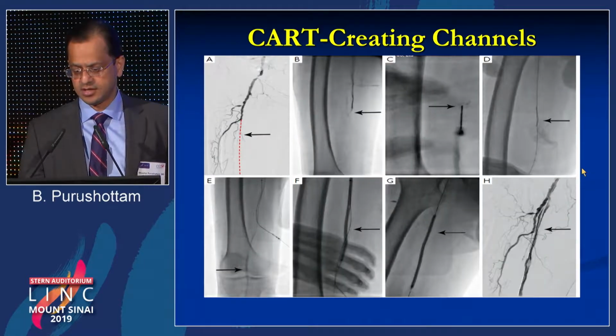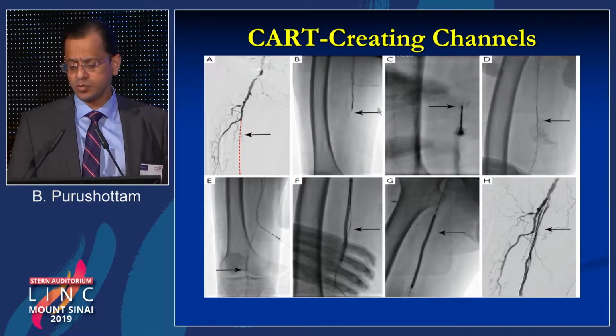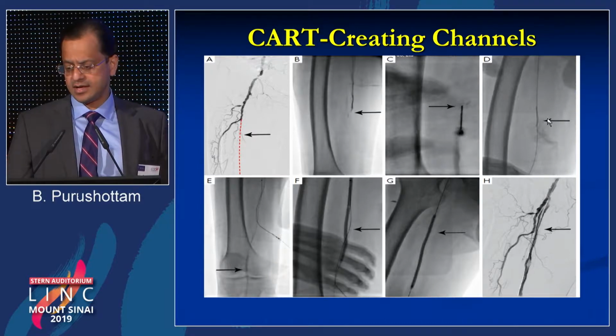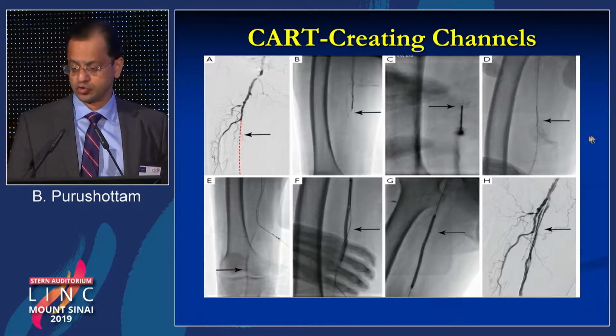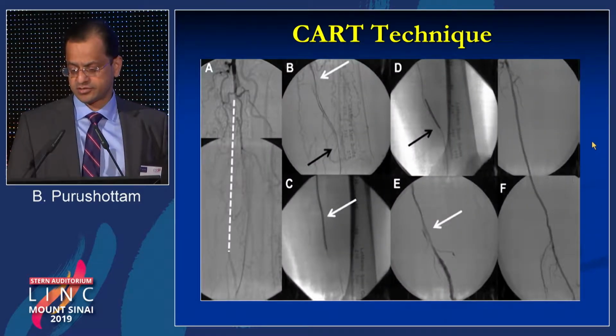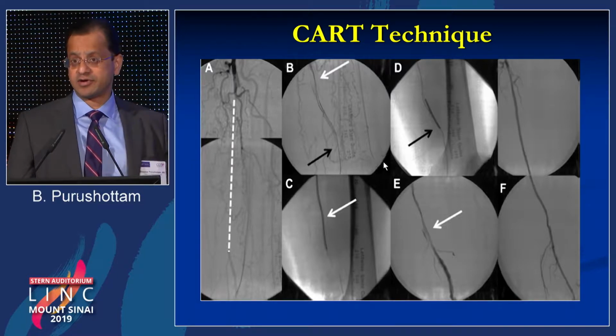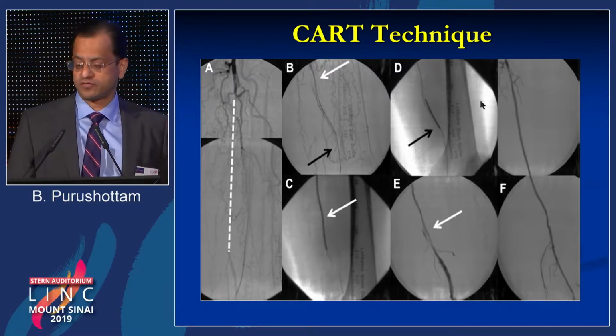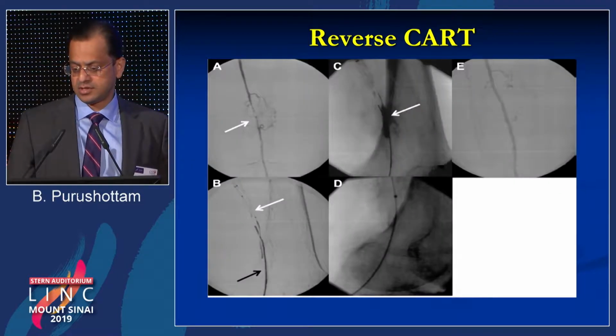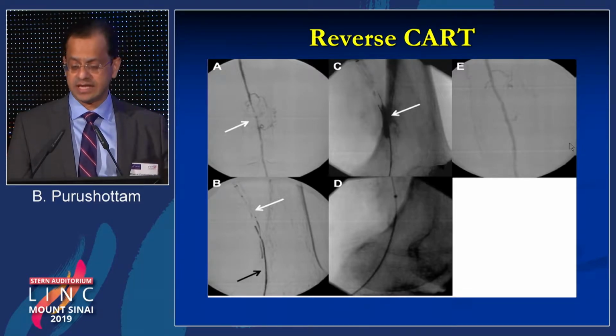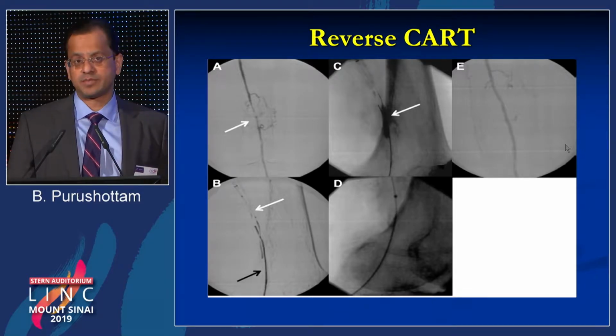That's CART. So here's an example where we performed a CART. Just with the wire creating channels, the antegrade wire was able to enter into the true lumen. Here's the CART technique where the retrograde balloon is up and you poke through from the antegrade wire. And then here's the reverse CART where the antegrade balloon is up and you poke through from the retrograde wire.